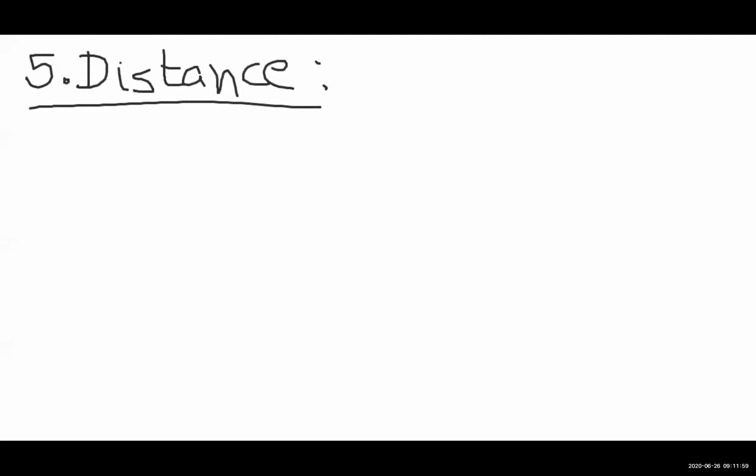So the fifth definition is distance. Now, unfortunately, this is a word that we use in our daily lives. Right? Normally, we don't use displacement. So the meaning of displacement is very clear. Distance is something that we use in our daily lives, right? So the meaning is a little bit similar.